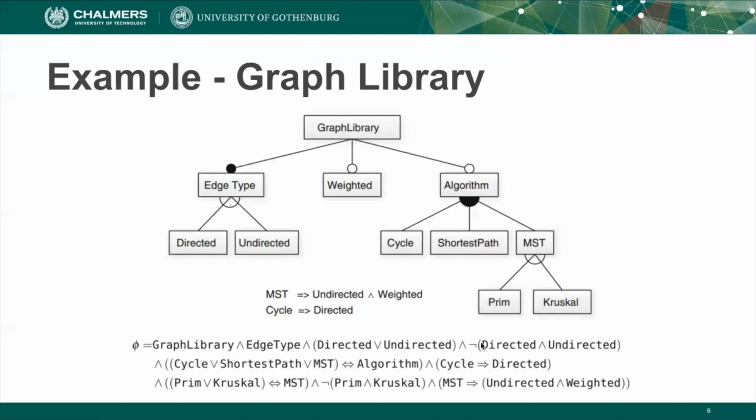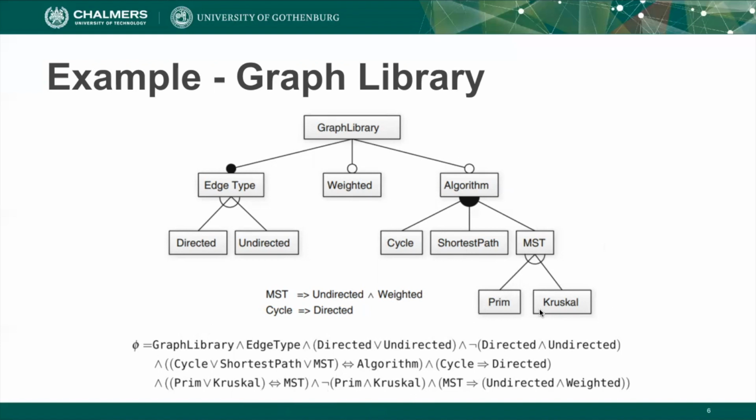Now we look a little bit further down, right? And here, this is choosing exactly one. So if we choose MST, we must choose one of the children. There's that or. And we can't choose both children at the same time.